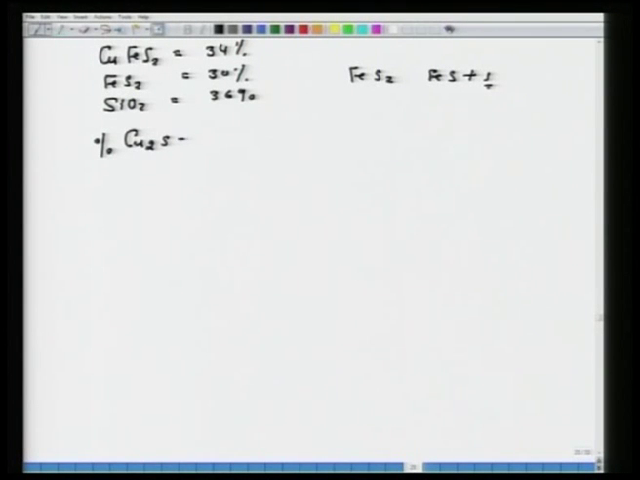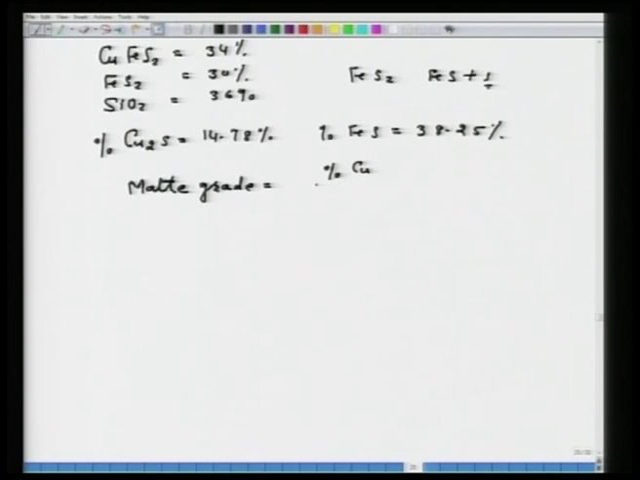So, percent Cu2S will be 14.78%. And percent FeS, if you calculate, will come out to be 38.25%. Then matte grade will be equal to, as defined, percentage copper upon percent Cu2S plus percent FeS into 100. If you substitute, that will come to 22.2%. So, that is how you will be calculating this particular problem.